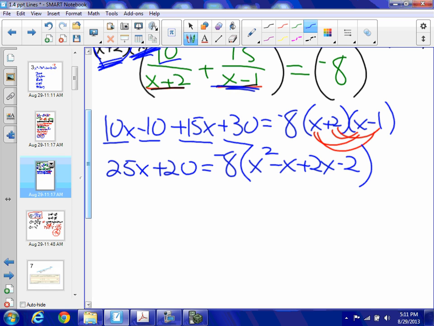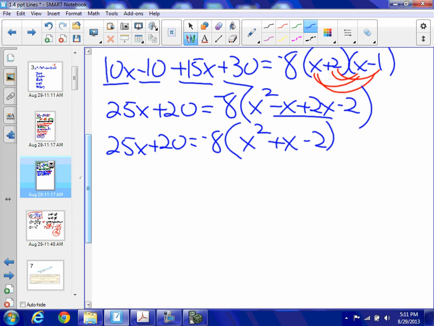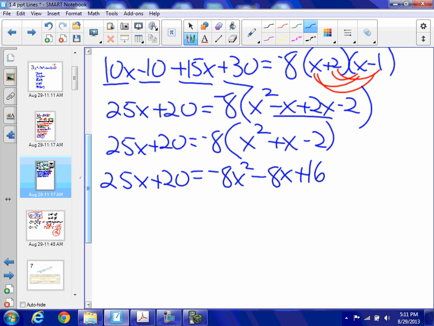Well, let's do a little more simplification. 25x plus 20 equals negative 8 times x squared plus x, so combine these two terms, minus 2. Keep going. I'm going to have 25x plus 20 is equal to negative 8x squared minus 8x plus 16.